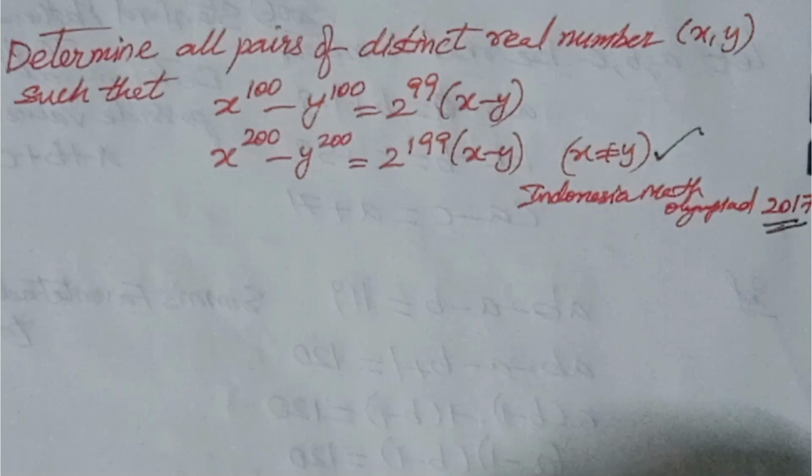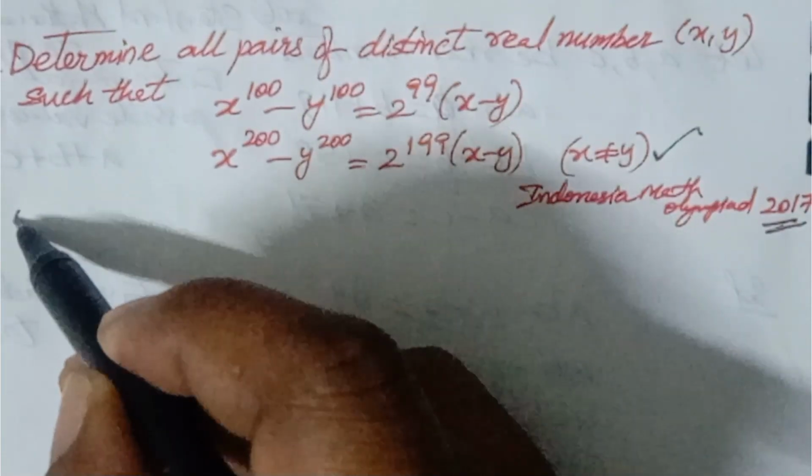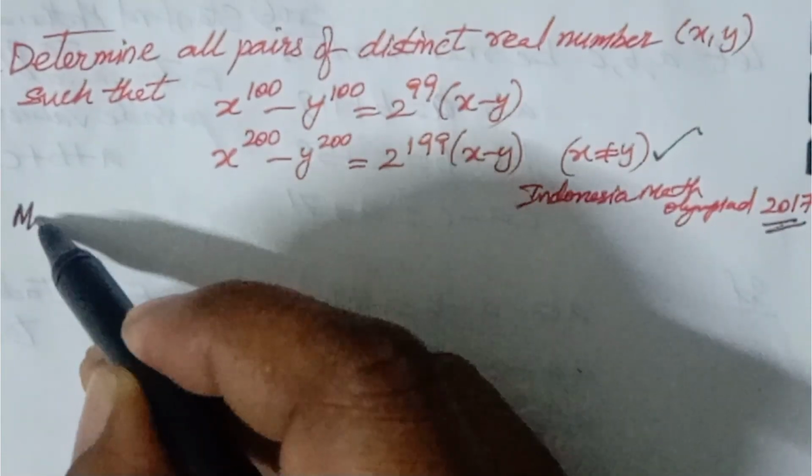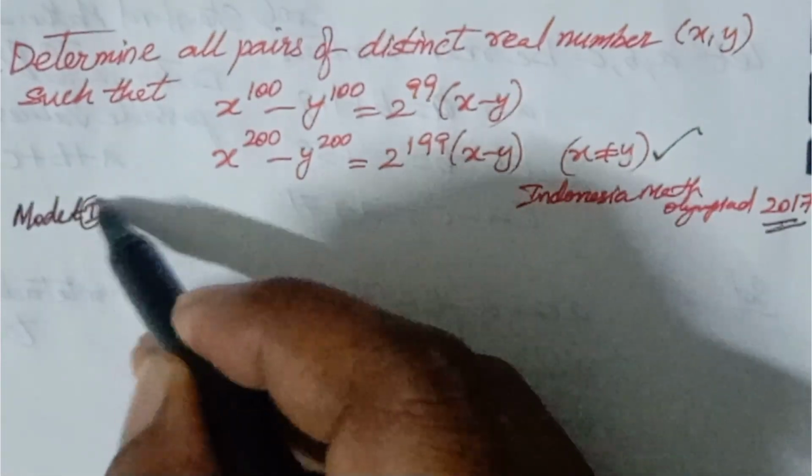So here, pause the video for 10 seconds and think about this problem. Can you do this problem? Otherwise you can continue the video. So here we are having two methods. First, the first method we are doing.